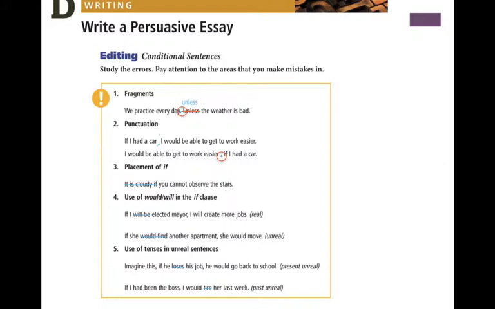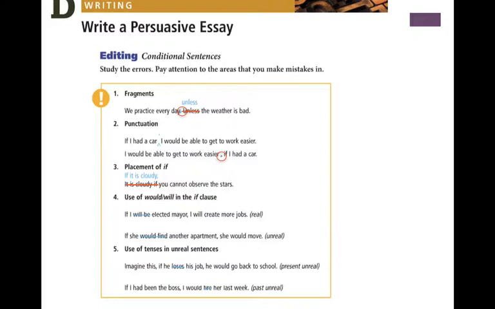Number 3, the placement of the word if. Here we see it is cloudy if you cannot observe the stars. It is cloudy if you cannot observe the stars does not make sense. The word if is in the wrong place. We need to say if it is cloudy, comma, you cannot observe the stars, period. All right, so make sure that you are using if, the subordinator, the conditional subordinator, at the beginning of the appropriate clause.